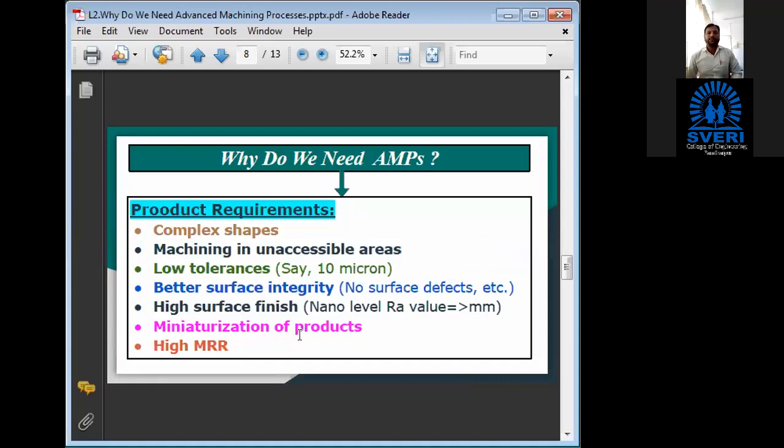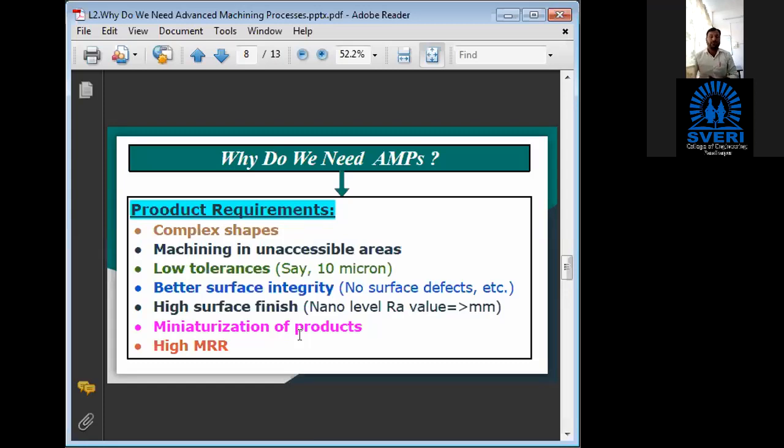As we have seen about the workpiece properties, apart from the workpiece material properties there is another aspect, which is the product requirement. Product requirements are sometimes very complex in shape. Whatever the shape of your product is, sometimes it may be very complex, so you may be required to machine a component in inaccessible areas.